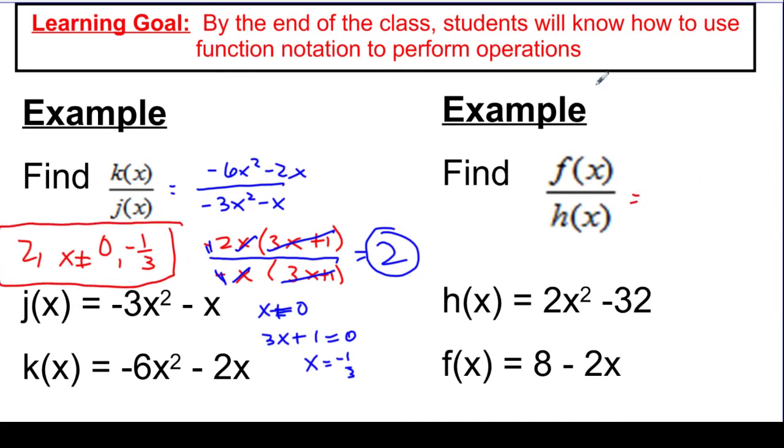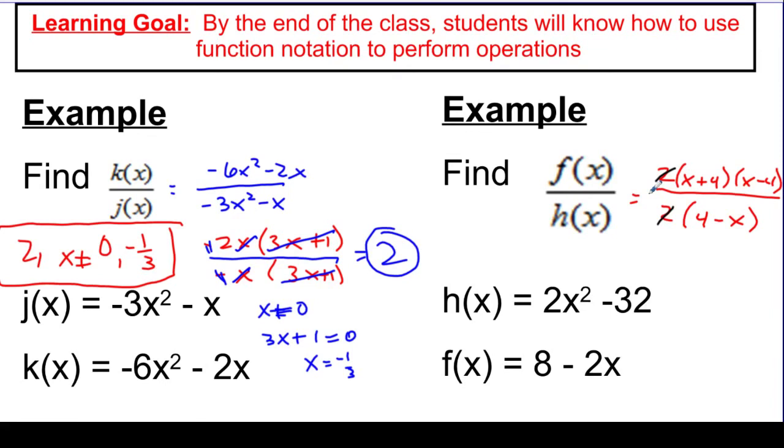Same idea. In this case 2x squared minus 32 is going to factor twice, and again, I'll let you do the factoring. It factors into 2 times x plus 4 times x minus 4. And on the bottom, 8 minus 2x. It looks like it has a 2 in common, so this turns into 2 times 4 minus x. So let's do our canceling. I see a 2 and a 2. That cancels.